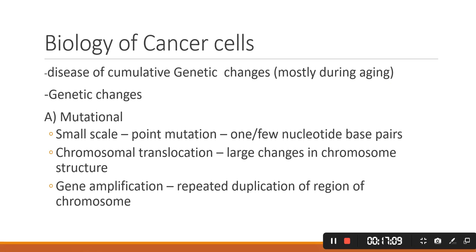Now coming to the biology of cancer cells. What forms the basis of the cancer cells? It is a disease of cumulative genetic changes, mostly during aging. What they are trying to say by this line is that it is not generally one genetic change, where one cell underwent one genetic change and cancer developed. No, it doesn't happen like that.